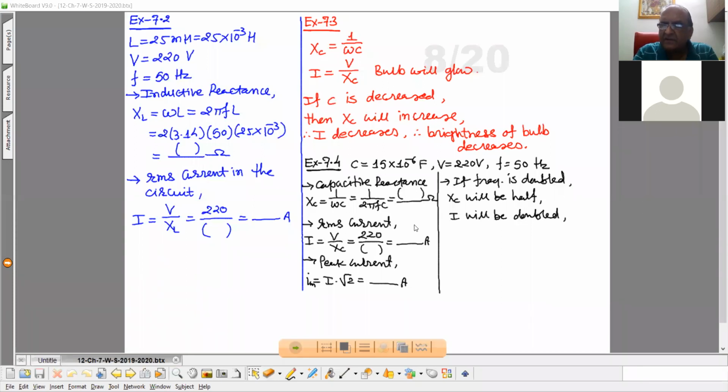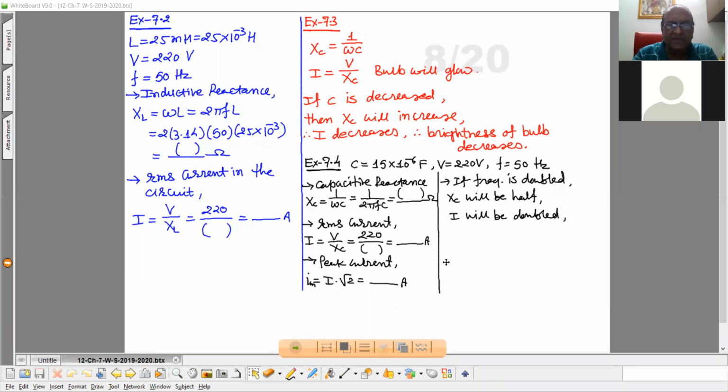Now RMS current. So RMS current is RMS voltage upon Xc. RMS voltage is 220. And then substitute the value of Xc here. Now you will get the RMS current. So now peak current is RMS current into root 2. So the RMS current we calculated here, multiply it by root 2, you will get the peak current, or we can say maximum current.